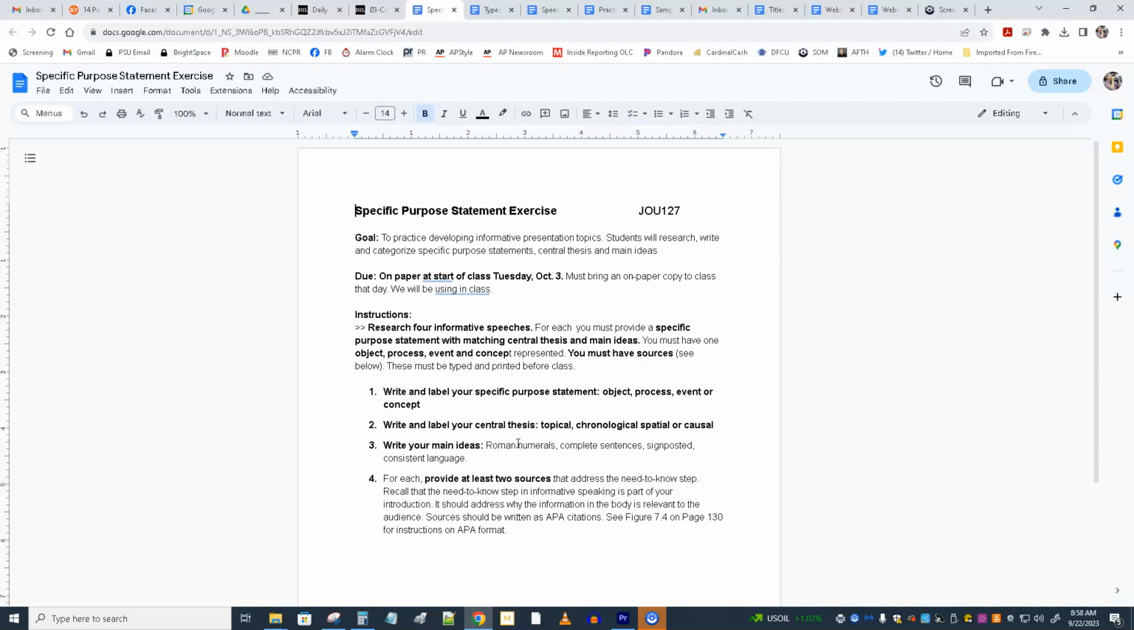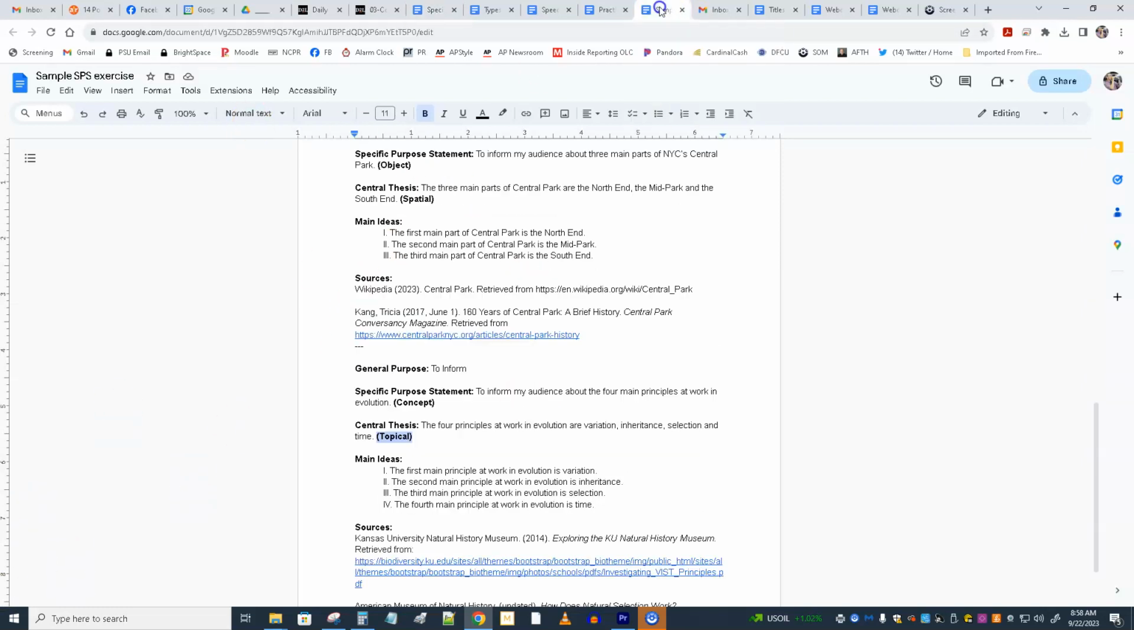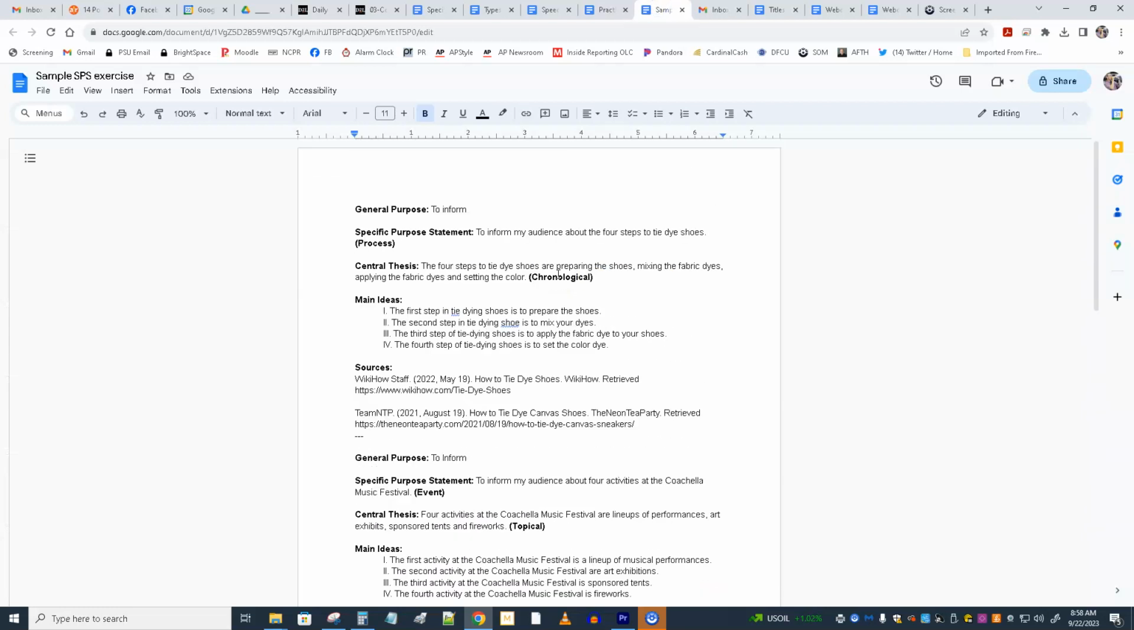1 object, 1 process, 1 event, 1 concept, in the same way that there are 4 in this sample sheet I gave you. You're going to write them in the same structure. You're going to put your name on it, of course. Then you're going to write the general purpose, which is to inform, the SPS, the specific purpose statement, and then you're going to label the central thesis.